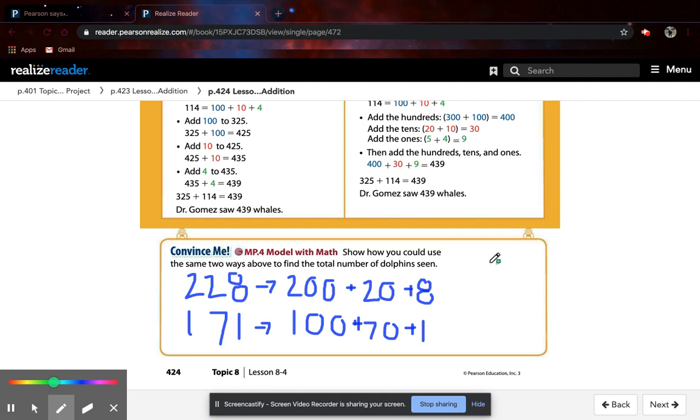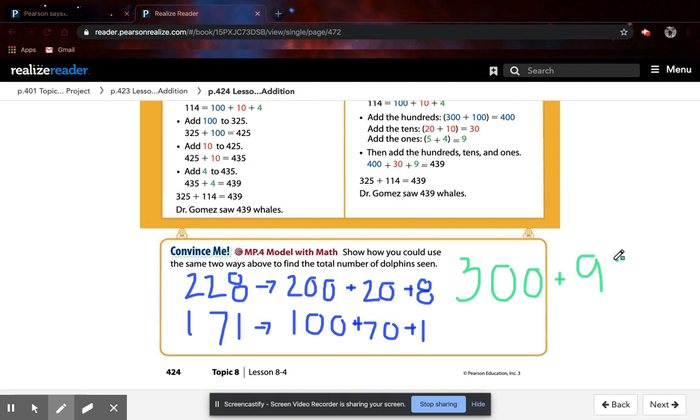So 200 plus 100 gives me 300. And then 20 plus 70 equals 90. And then 8 plus 1 is 9. So my total answer will be 399. Okay, so this is the another way example. Like I said, if you did the one way, that's fine.